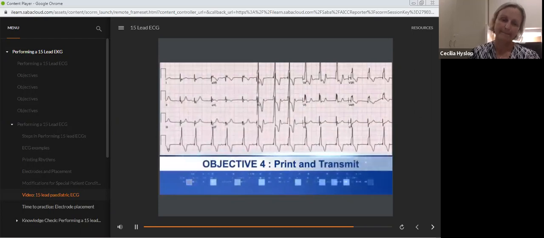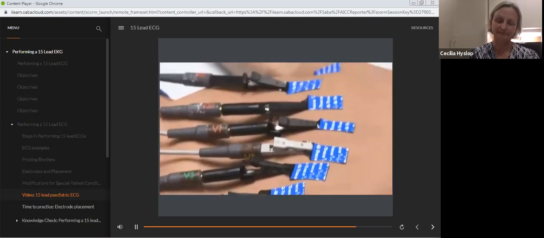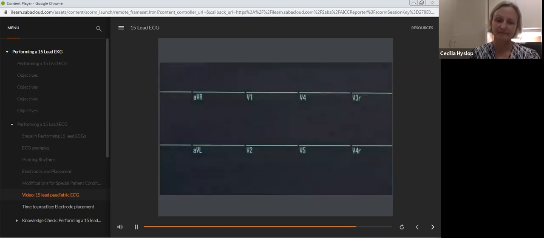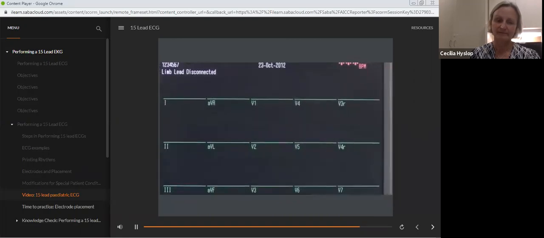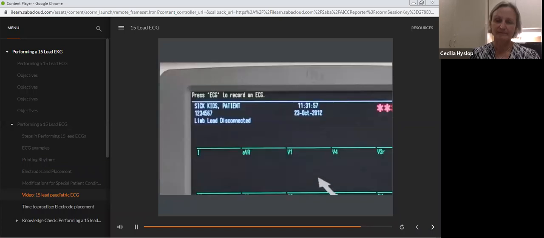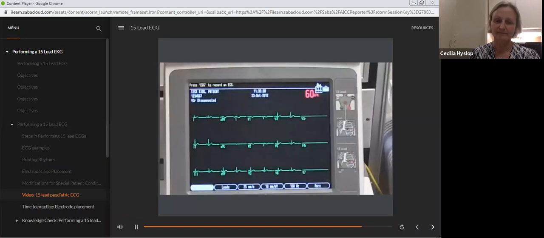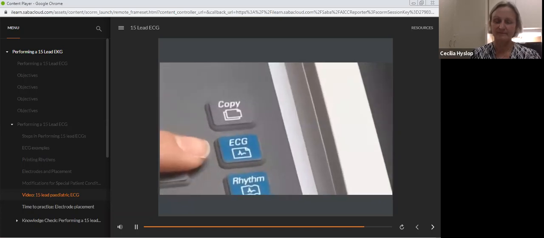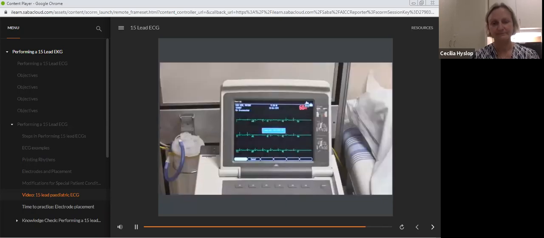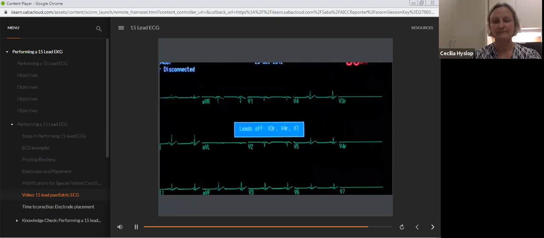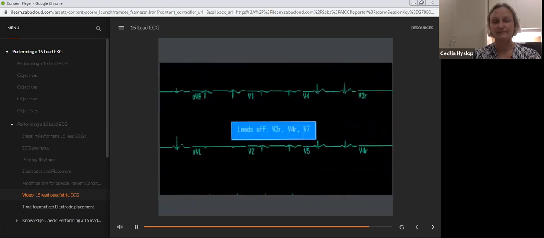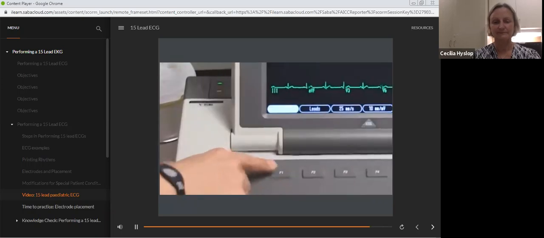In this segment, we will show you how to acquire and transmit your ECG. Once all the limb leads are attached, you should have a waveform coming across your screen. If you're seeing a flat line, it's probably due to a limb lead disconnection, as demonstrated on the screen. Once you are satisfied with the waveform of your ECG, you will press the ECG button. If you haven't placed some leads, you will get a message asking if you want to continue with the ECG. To continue, you will press F1.